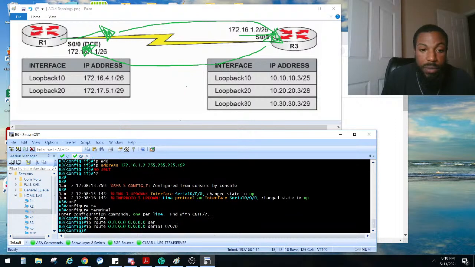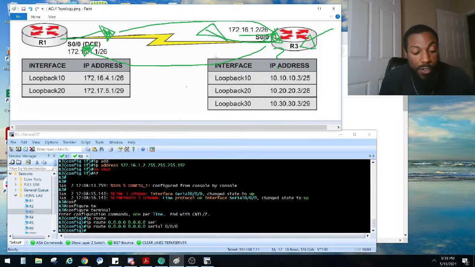Out of serial 0/0/0, right? Because we're going to send that traffic. If it doesn't know what to do with traffic that came in this way, go ahead and send it out this interface. That's what I did with that, right? Y'all with me so far?